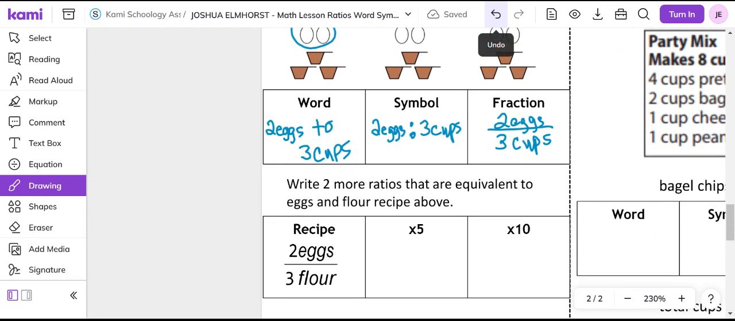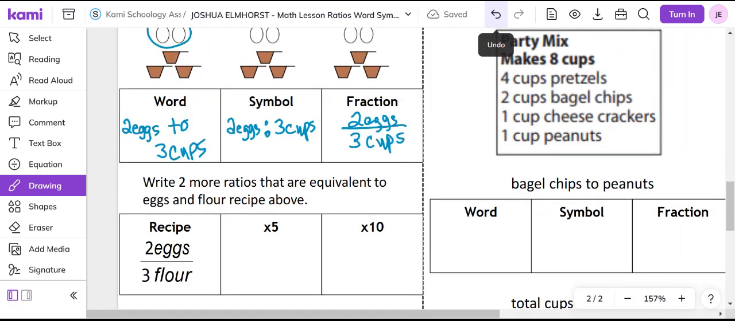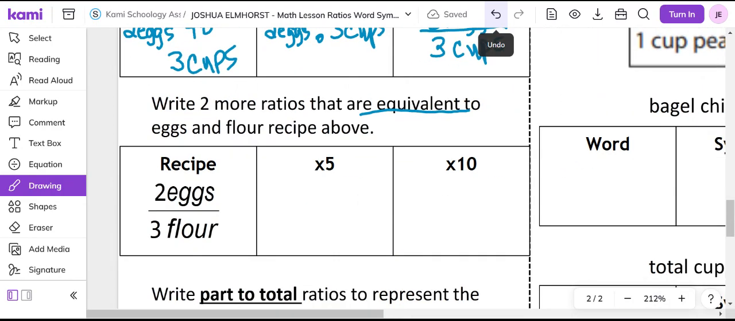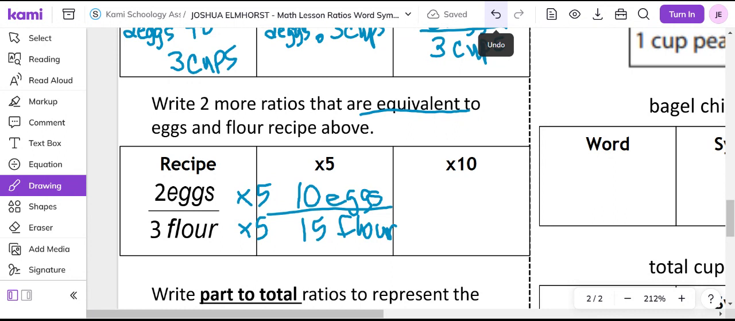Now, what we're going to do with the ratio is we're going to write a linked comparison. We're going to write the ratios, and then we can write equivalent ratios using factors, multiplication, just like we were doing with proportions. So for example, if we do times 5, if we make a recipe, 2 eggs and 3 flour, well, that's going to give us 10 eggs and 15 flour. Now, these are going to be equivalent ratios. All we're doing is multiplying both of them by 5, but they would be equivalent.